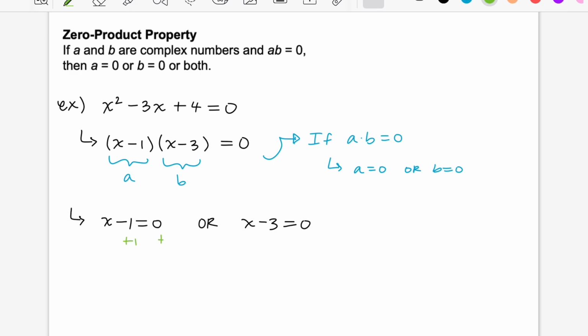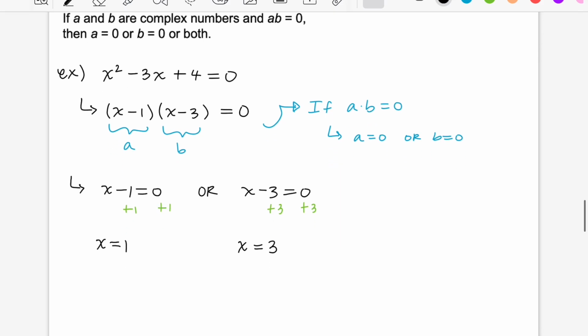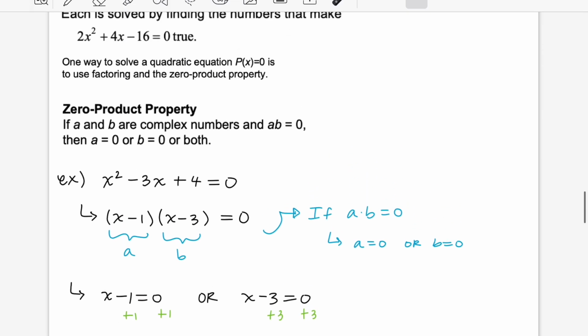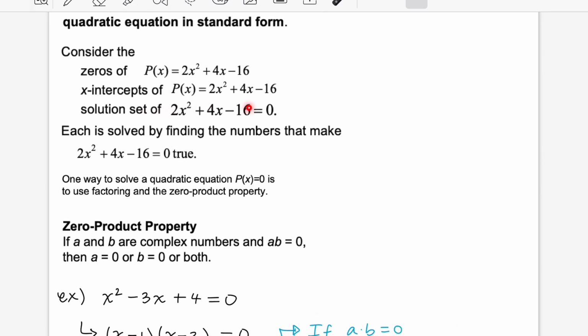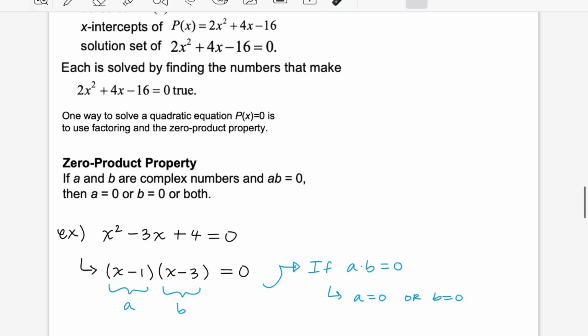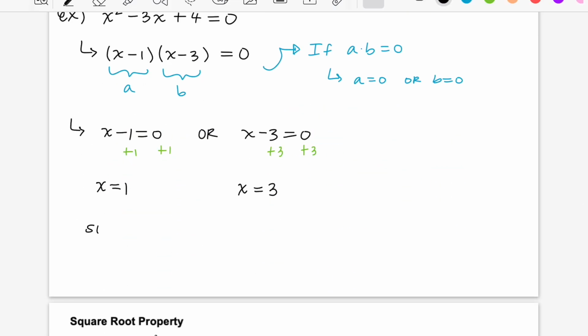For this one, we'll add 1 to both sides, and we get x is equal to 1. And for this one, we'll add 3 to both sides, and so we get x is equal to 3. So this tells us that 1 and 3 is the solution set of our quadratic equation, as well as the x-intercepts and the zeros. So our solution set is this here.